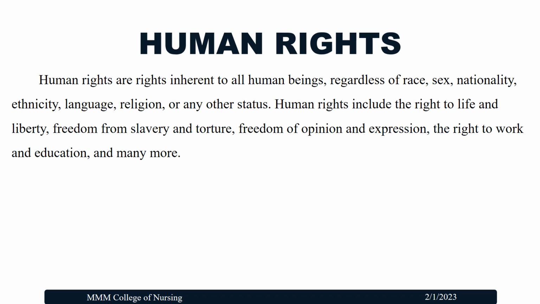We'll see what human rights are. Human rights are rights inherent to all human beings regardless of race, sex, nationality, ethnicity, language, religion, or any other status. Human rights include the right to life and liberty, freedom from slavery and torture, freedom of opinion and expression, the right to work and education, and many more.